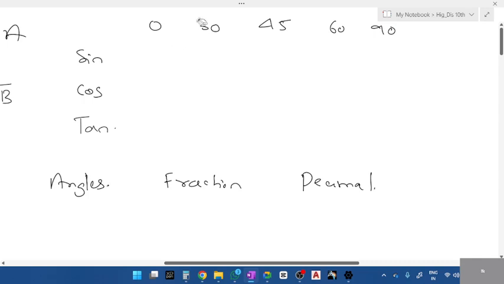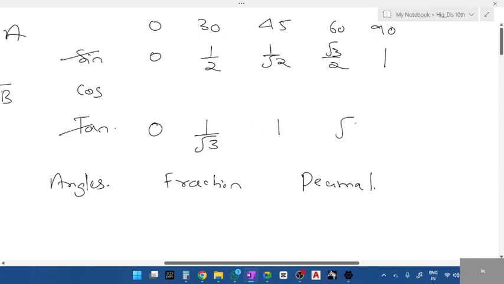Next, the most important are sine and tan. Cos is just the opposite. Remember sine and tan. What is the sine formula? Values 0, half, 1 by root 2, root 3 by 2, 1. For cos, it is just the opposite. So remember only sine and tan. What is tan? Tell me for tan, students. Memorize this. 0, 1 by root 3, next. What is tan 45? 1, and tan 90 is undefined.